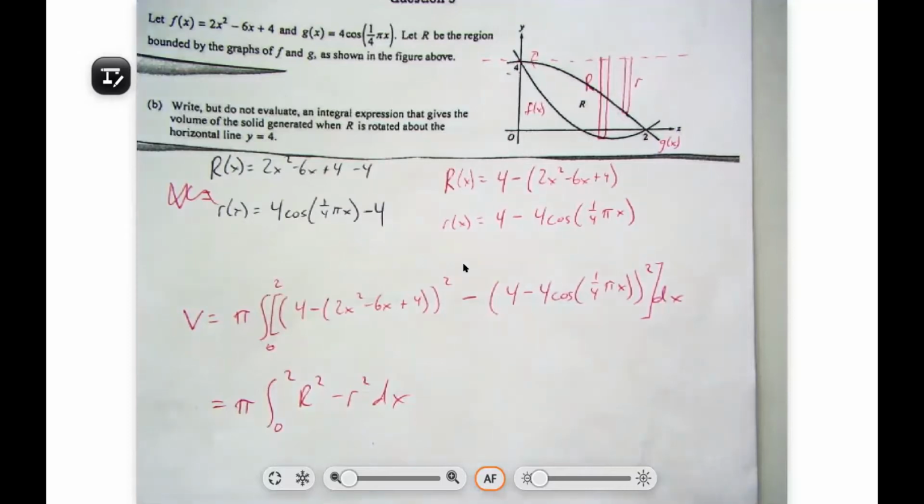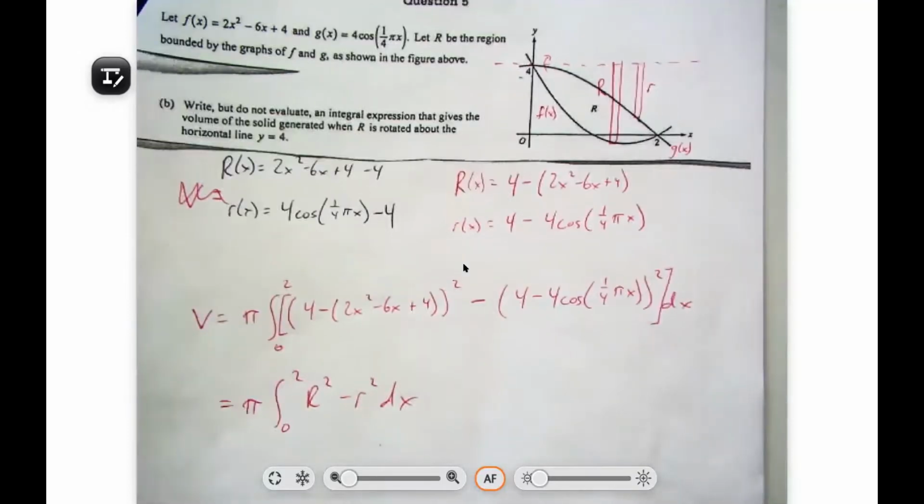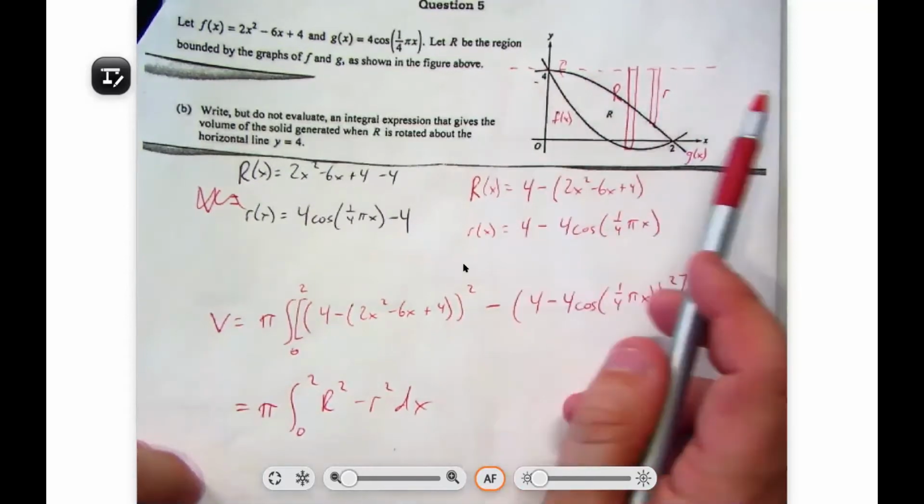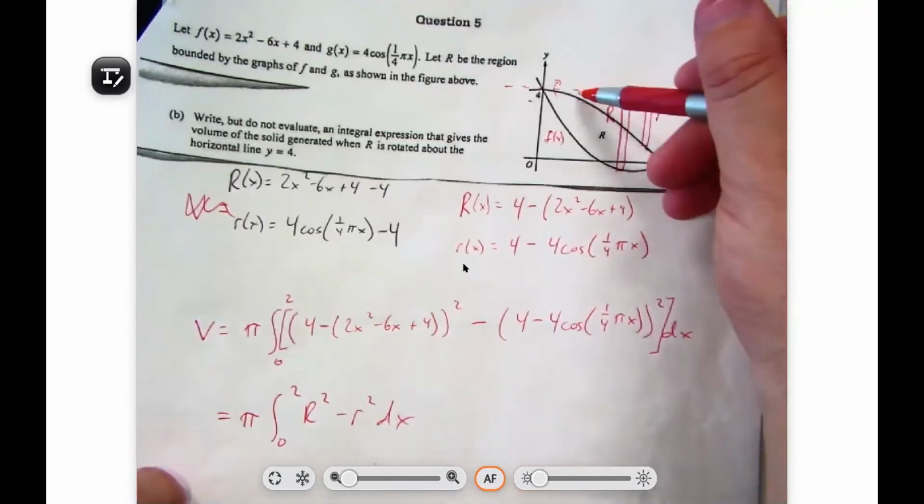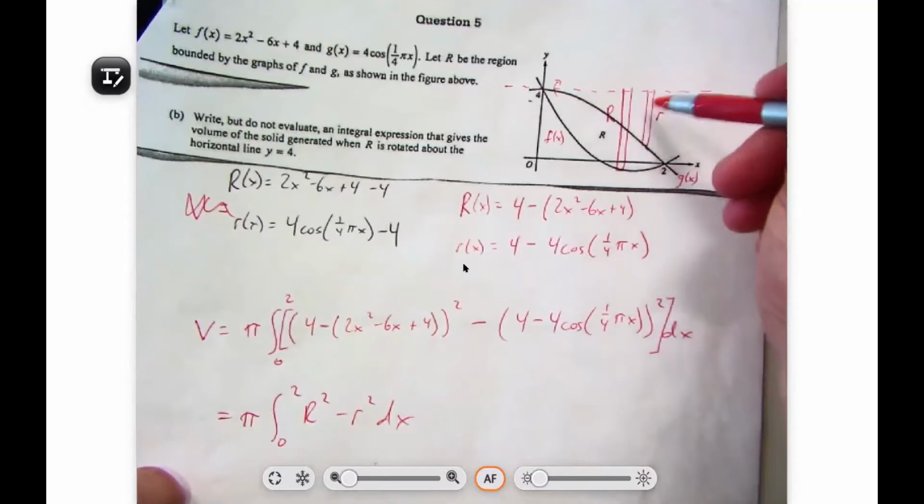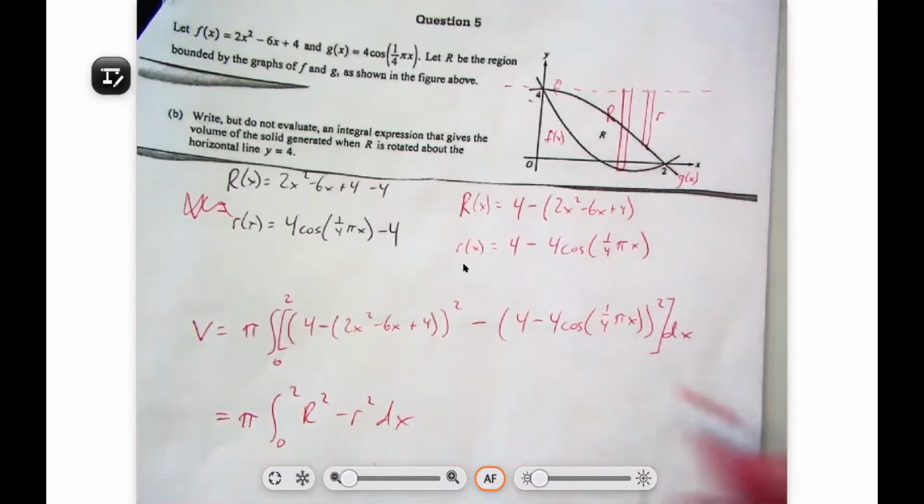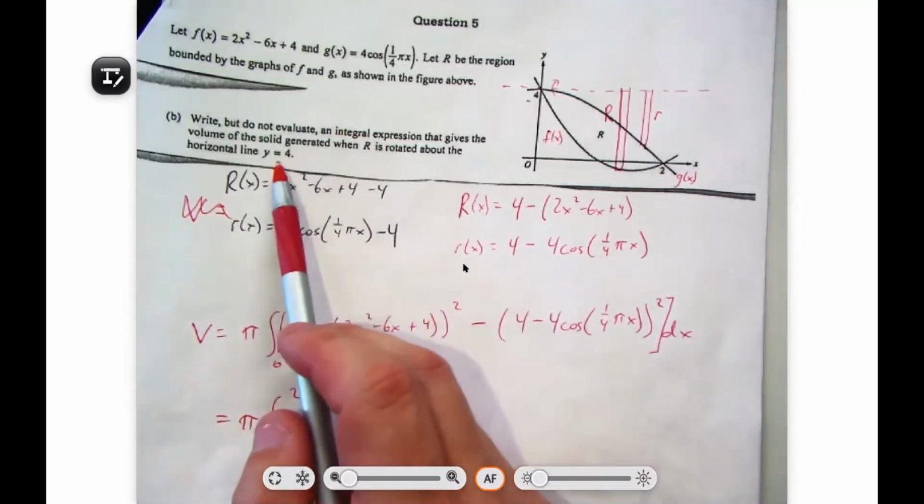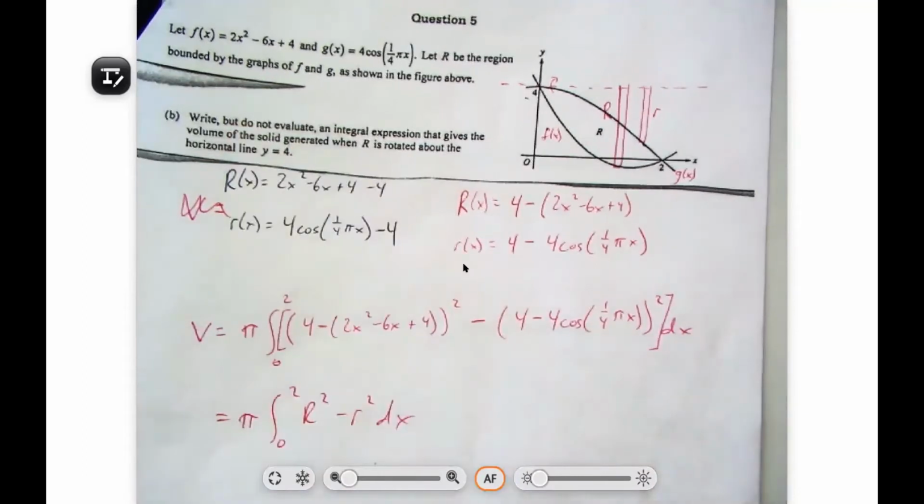First of all, I'm in terms of X's, so I'm spinning around Y equals 4. It's washer because there's space between that line and my region. And then I'm spinning around Y equals 4, which means my R values have to be either the function, hi, what's up?